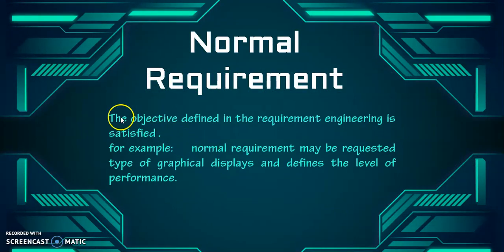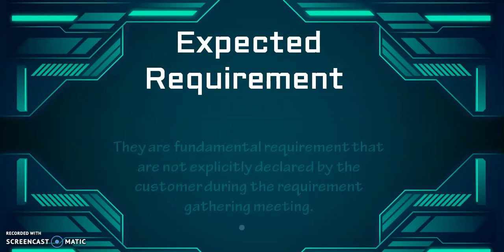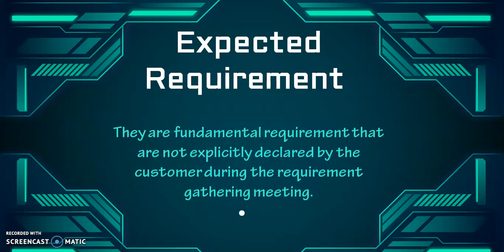Normal requirements are the objectives and goals defined during requirement gathering, and the customer is satisfied when they are met. For example, a normal requirement may be a request for a type of graphical display, or a defined level of performance. Expected requirements are the fundamental requirements that are not explicitly declared by the customer during the requirement gathering phase, but the system engineer or analyst will include these during coding.